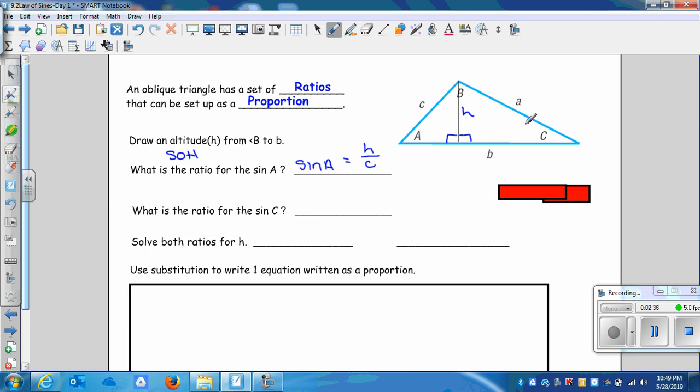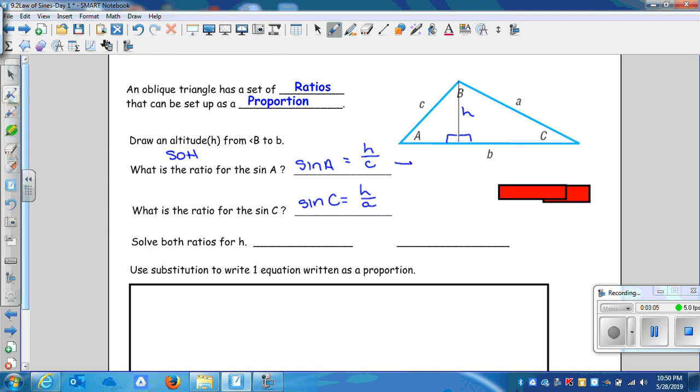And I do want you to notice that in this picture, the angles are indicated with capital letters, and then the sides opposite them are listed as their lowercase letters. Now it says, what is the ratio for the sine of angle C? So we have sine of angle C, and its opposite is also an h, and it's over the hypotenuse, which is little a.